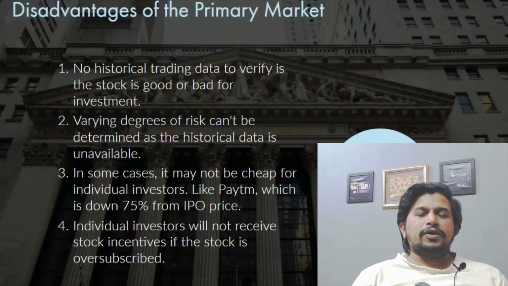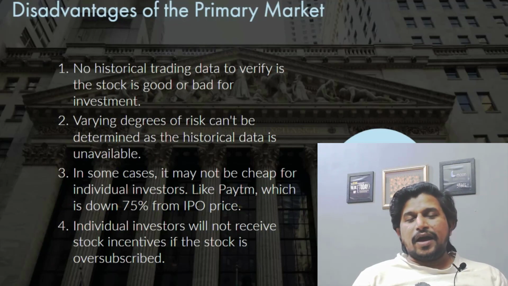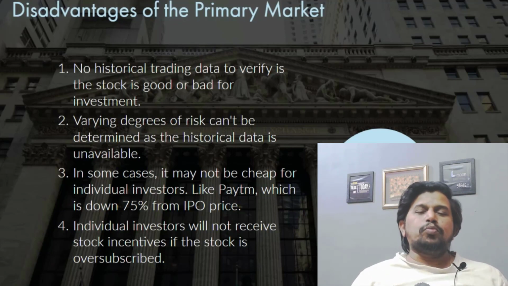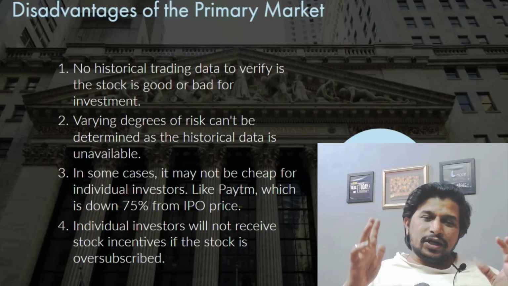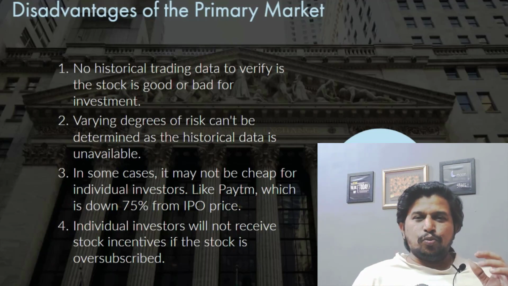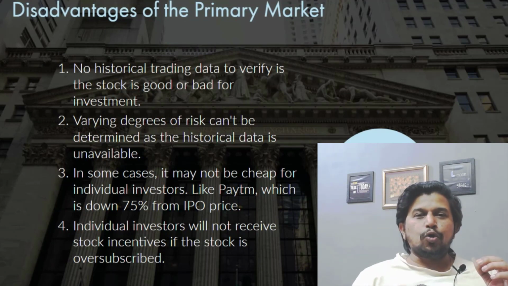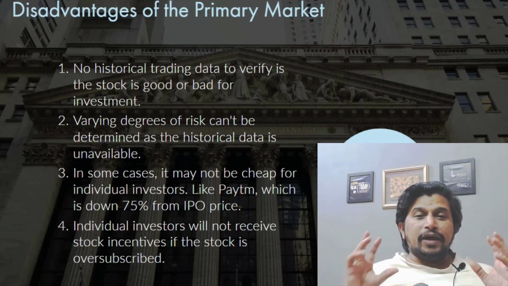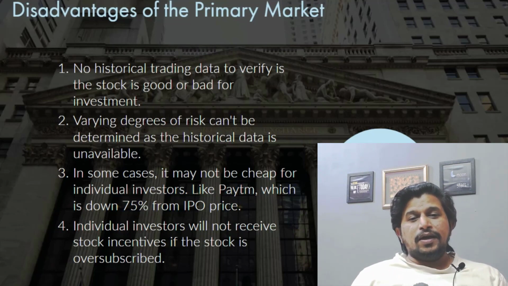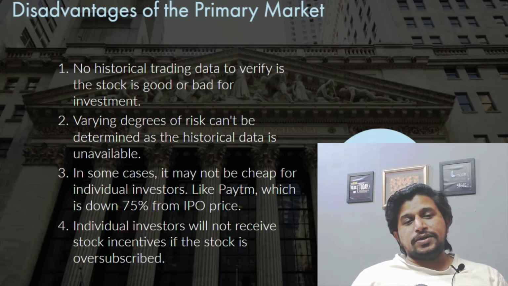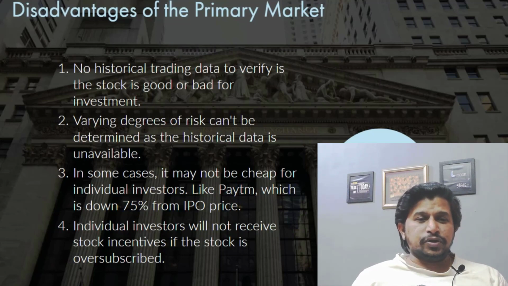So what are the disadvantages of the primary market? No historical trading data, as we already know. Any company that wants to be listed will only be listed through the primary market. So no historical data is available for evaluating if the company is good or bad, and varying degrees of risk can't be determined as the historical data is unavailable, as I already mentioned.